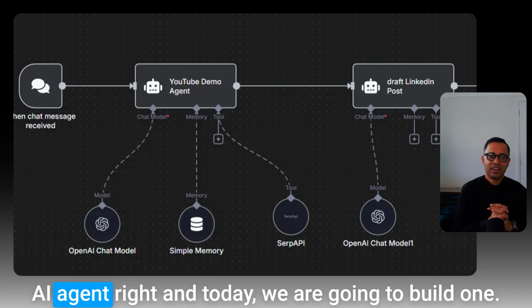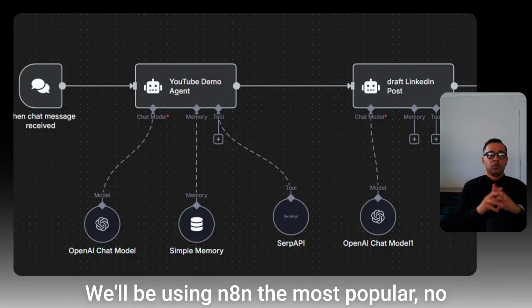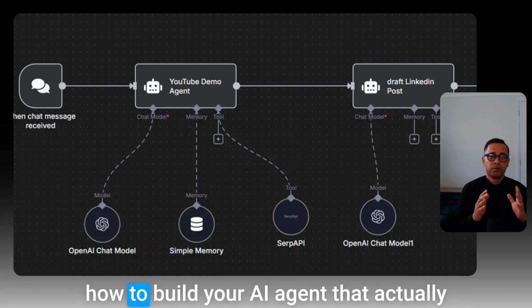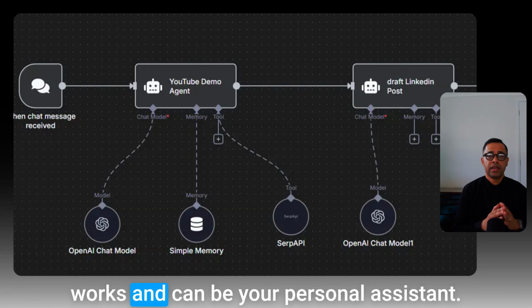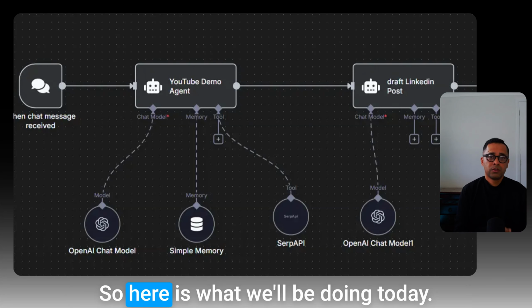Everyone is talking about AI agents, right? And today we are going to build one. We'll be using n8n, the most popular no-code automation tool, and I will show you how to build your AI agent that actually works and can be your personal assistant. So here is what we'll be doing today.